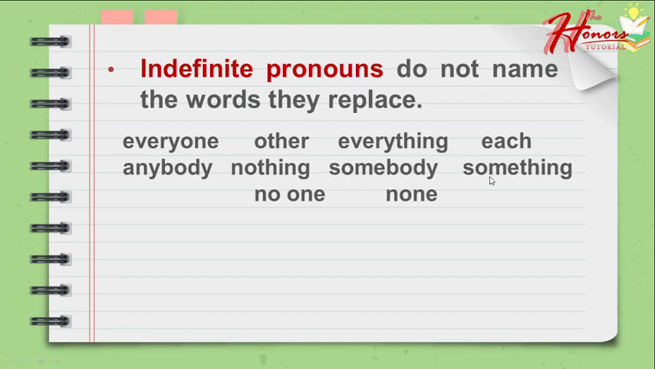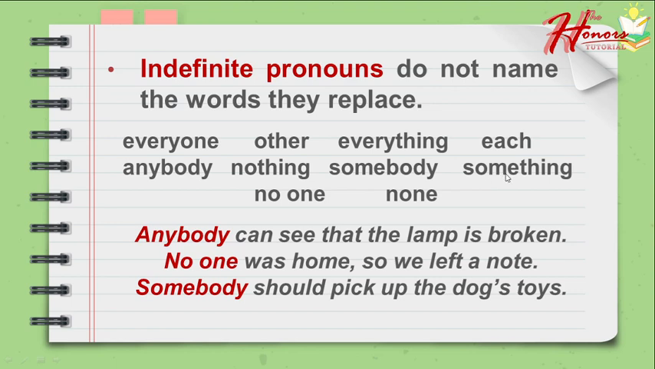Now, let's try to use these in sentences. Anybody can see that the lamp is broken. The indefinite pronoun in the sentence is anybody, and as you can see, it doesn't have a specific referent. Second one, no one was home, so we left a note. The indefinite pronoun in the second sentence is no one. And last one, somebody should pick up the dog's toys. The indefinite pronoun in the sentence is somebody. And as you can see also, it doesn't specifically identify what it is referring to. So this is the indefinite pronoun.